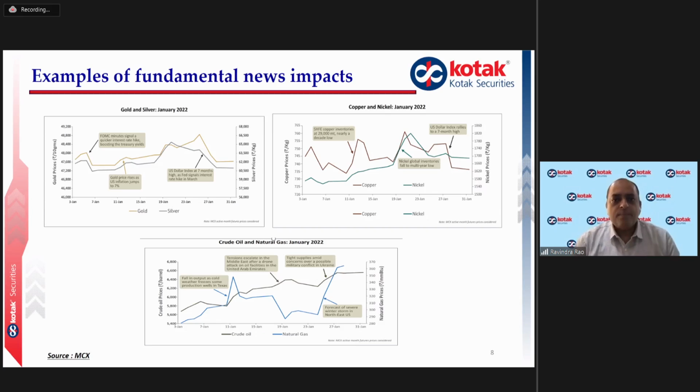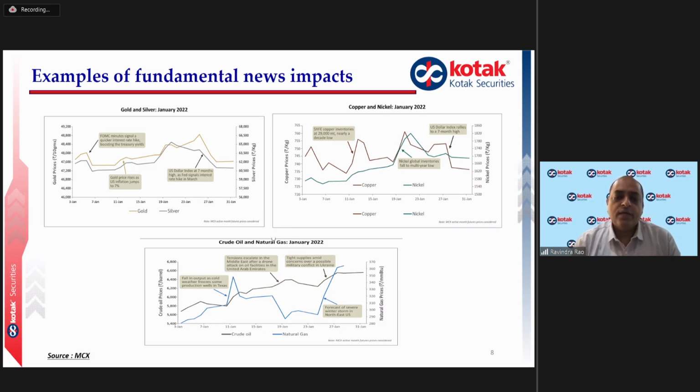If you look at energies, in case of crude, there was a fall in output in the second week of January as cold weather froze some production wells in Texas. Now this is for natural gas, and because of the cold weather forecast, there was a spike in natural gas prices. And in case of crude, tensions escalated in the Middle East after a drone attack on oil facilities in the UAE. Now, this is again sentiment driven.